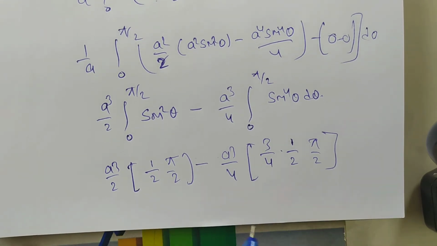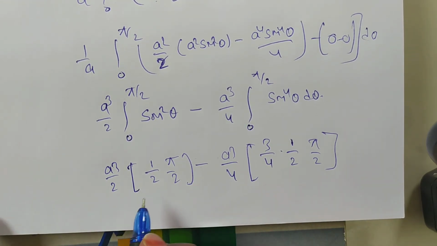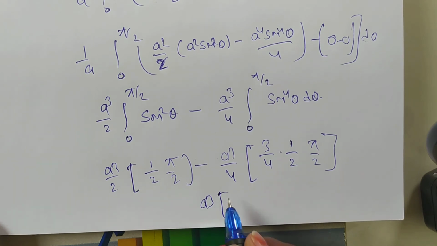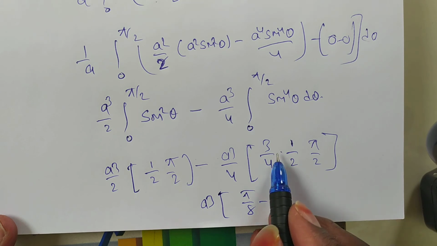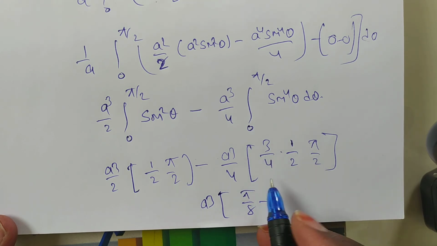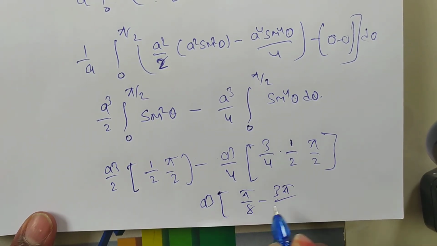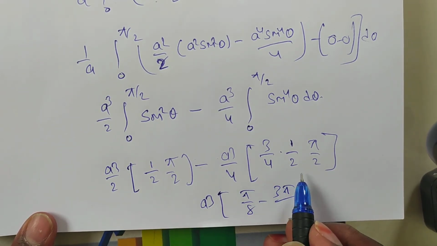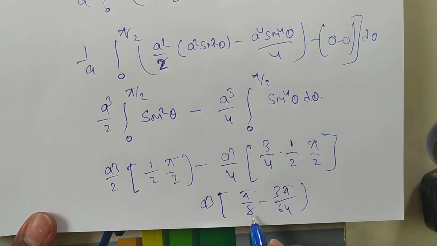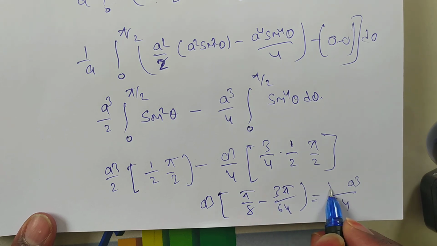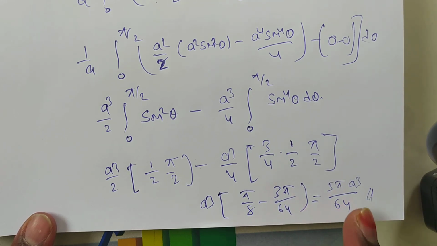That's it. Now from this, a cube you can take common. If I take a cube common, then I will have pi by 8 minus 3 pi by 4 into 4 into 4, that is 64. So take 64 as the LCM, then a cube, and here you have 8 pi minus 3 pi. 8 pi minus 3 pi is nothing but 5 pi. So the answer is 5 pi a cube by 64.